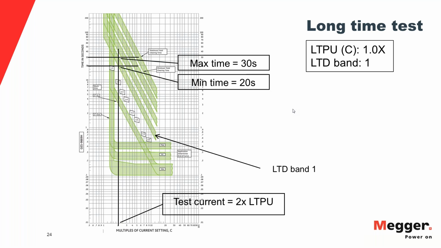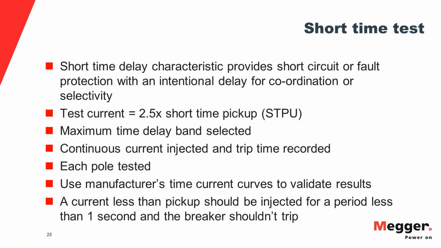So the max time in this case would be 30 seconds. The minimum time in this case would be 20 seconds. So to pass the test, the breaker will need to trip in a time between 20 to 30 seconds. If it trips earlier than 20 seconds or if it takes longer than 30 seconds to trip, it means that the breaker has failed the test.